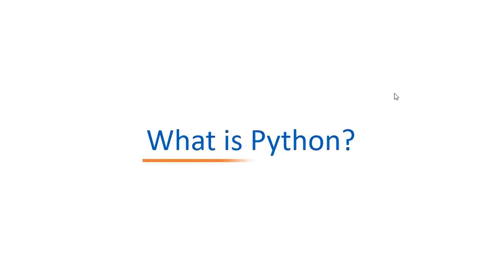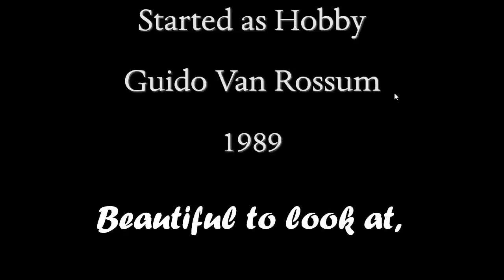What is Python? We all know Python is one of the high-level programming languages. It actually started as a hobby. A person called Guido van Rossum started developing Python in 1989. His main goal was that the code written in a program should be beautiful to look at. So that is the reason he introduced indentation instead of curly brackets.